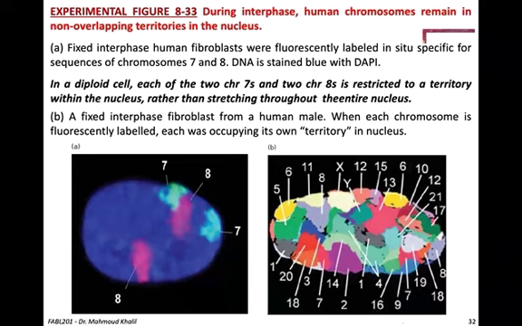Of course, you don't need to memorize the numbers of the figure, but you need to understand the principle of the process, the principle that each chromosome is not stretching throughout the entire nucleus, but is only localized to a specific territory inside the nucleus.